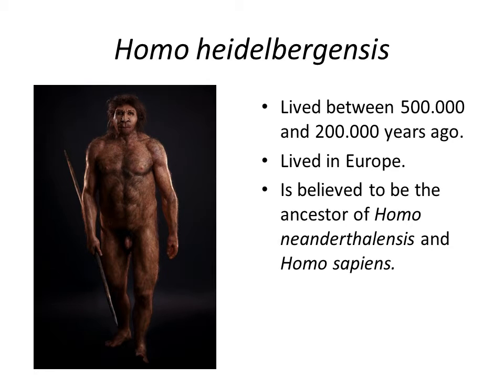Now the successor, not of Homo erectus, but the successor of Homo ergaster and Homo habilis was Homo heidelbergensis. And it's thought that Homo heidelbergensis is the ancestor of both Neanderthals, or Homo neanderthalensis, and Homo sapiens. He lived in Europe. The first discovery of the bones of this Homo-like creature was in Heidelberg, hence the name. And it's the predecessor of Homo neanderthalensis, for example.